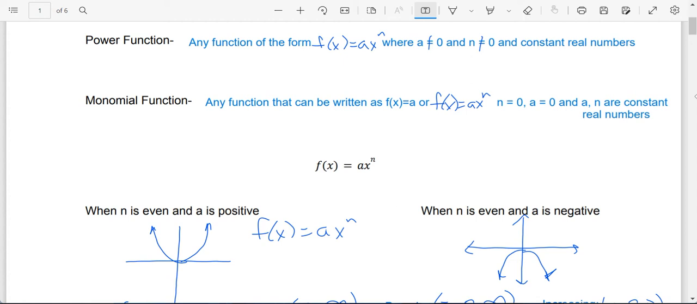A monomial function is any function that can be written as f(x) = a, or f(x) = a times x to the power of n, where n doesn't equal 0 and a doesn't equal 0, because that just means everything will go to 0. And of course, a and n are constant real numbers. So if it's simply something times x to the power of something, it's a monomial function. That's nothing else other than that.